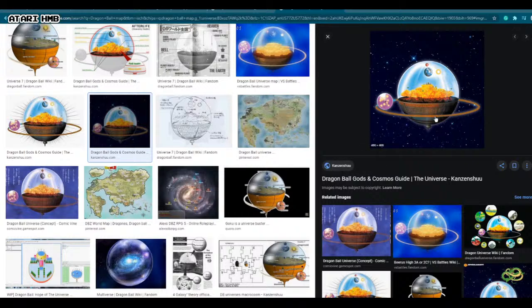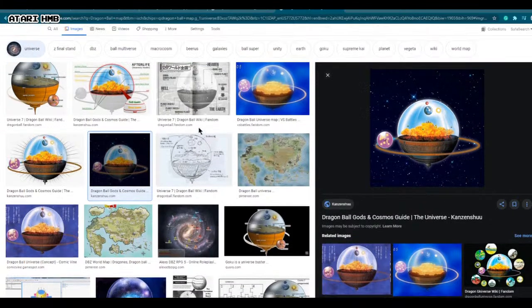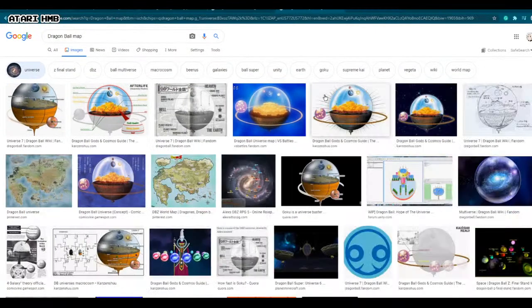So yeah, you basically got one universe here. You got the Makai realm here. You got the room of spirit and time somewhere hidden in the spatial walls here, and then the Kaioshin realm, which is actually bigger than heaven. So if you think about it, you got like 1, 2, 3, 4, 5 universes essentially in one.